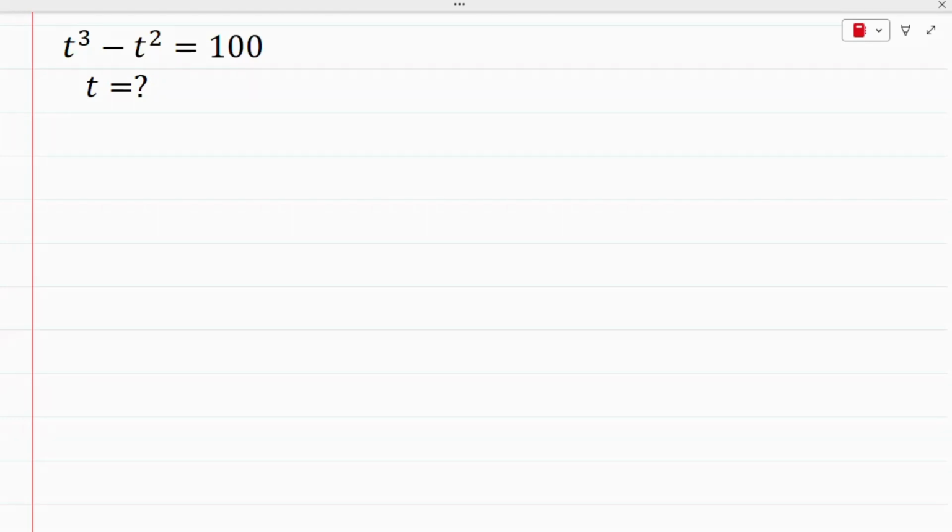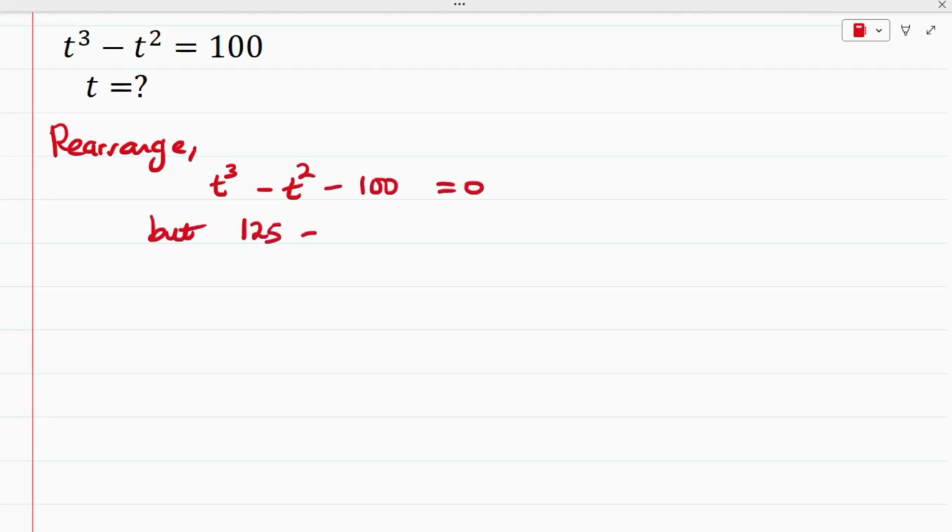So right here we have the Stanford University entrance examination and we are to find the value of t. So the first thing, guys, you want to do is to simply rearrange this and set it to 0. So we have t raised to the power of 3 minus t squared minus 100 equals 0. But 125 minus 25 is equal to what?